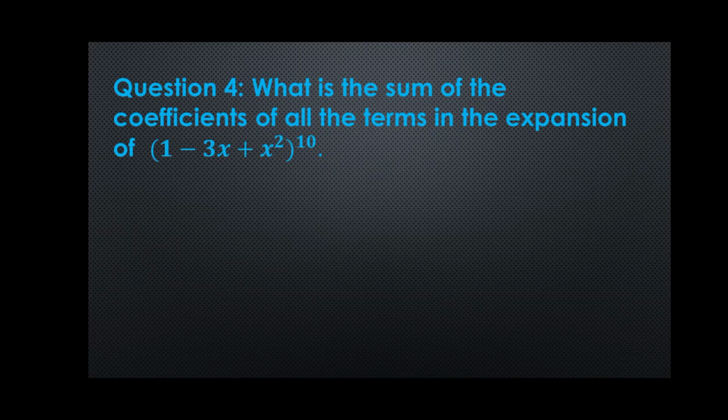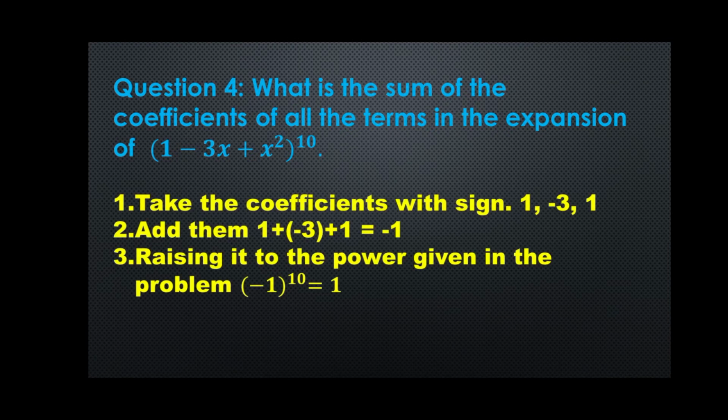Moving on to the next problem. (1 minus 3x plus x square) to the power 10. Take the coefficients with sign, that is 1, minus 3 and 1. Then add them. 1 plus minus 3 plus 1 which is equal to minus 1. Raising it to the power, we will get minus 1 power 10. We will get 1.